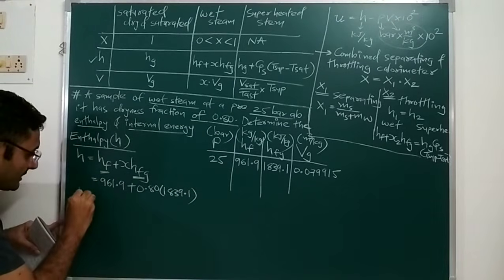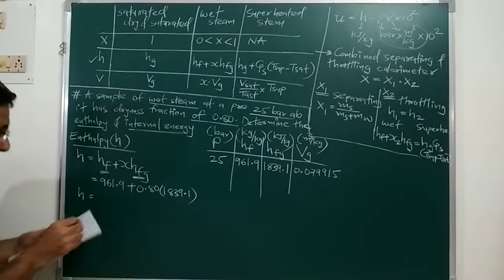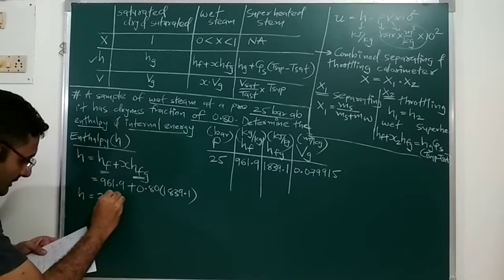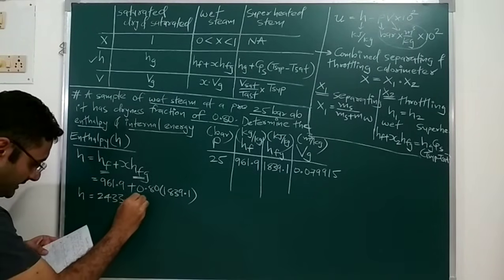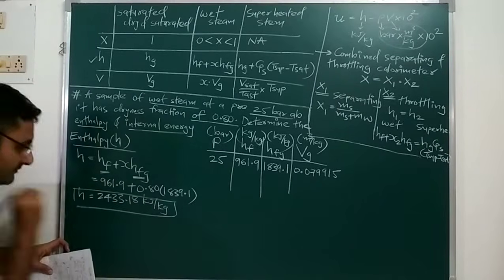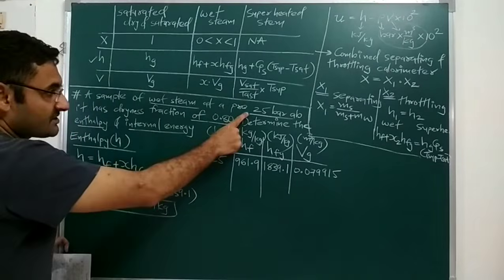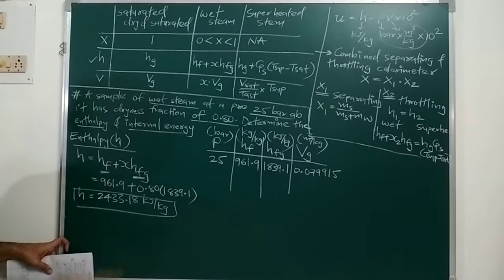1839.1. So that you will get the answer of enthalpy. You can calculate with the help of calculator, which is 2433.18 kilojoule per kg. So that is your first answer. That is answer number 1. That is the enthalpy of this steam which is wet and having 25 bar pressure, having that much dryness fraction.